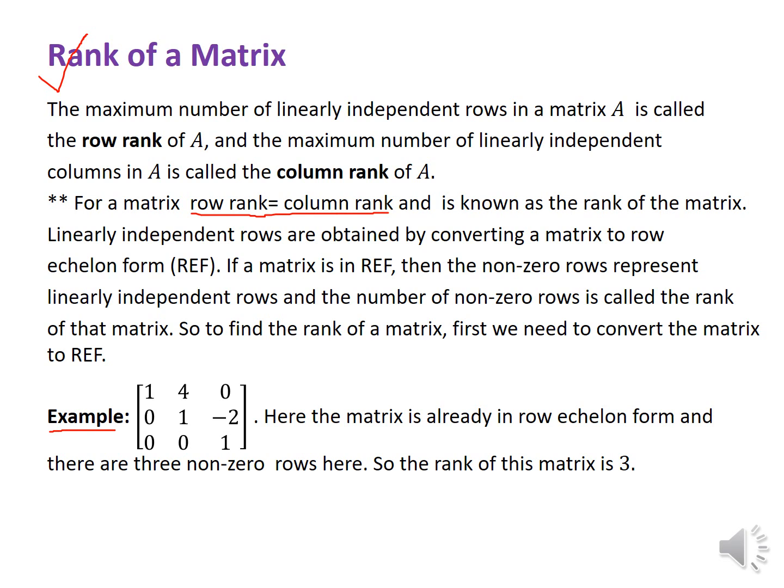Here we have an example. The given matrix is already in row echelon form as it satisfies all the conditions of row echelon form, as the leading element of each of the first, second and third row is 1, and the leading element of second row is right to the leading element of first row, and the leading element of third row is right to the leading element of second row. So the matrix is in row echelon form and there are 3 non-zero rows. So the rank of the matrix is 3.